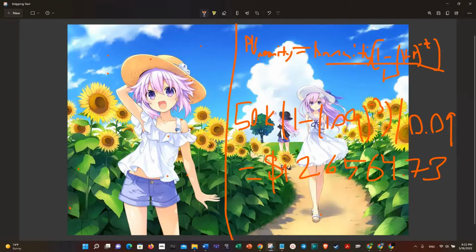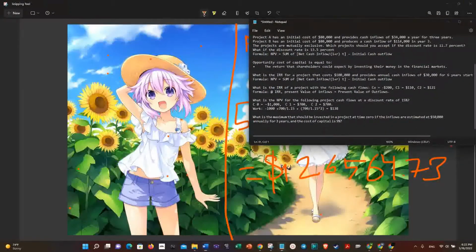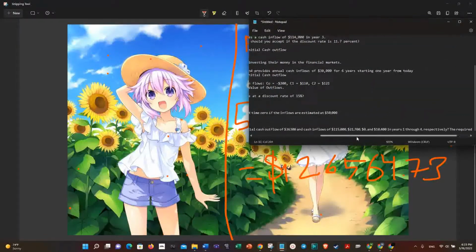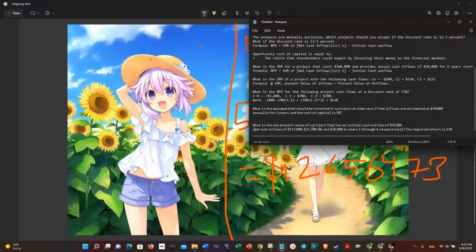Up next is this question. Whoa. What is the net present value of a project that has an initial outflow of $36,300 and cash inflows of $115,000, $21,700, 0, and $1,400 in years 1 through 4 respectively? The required return rate is 15%. Okay, we've done a lot of questions like this. Do you guys know where to start? No?